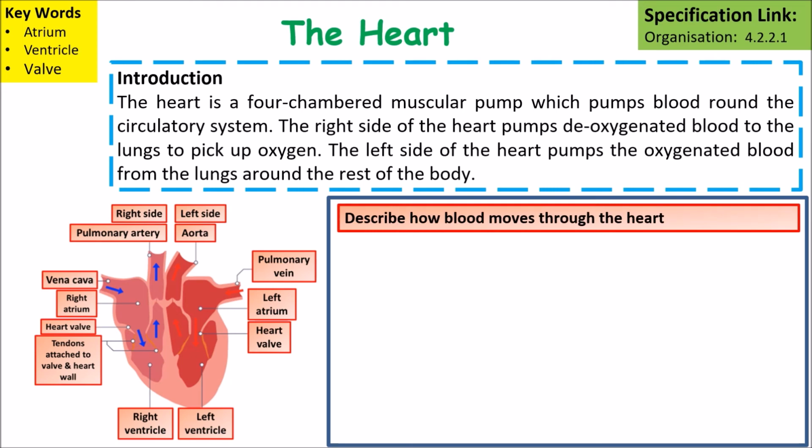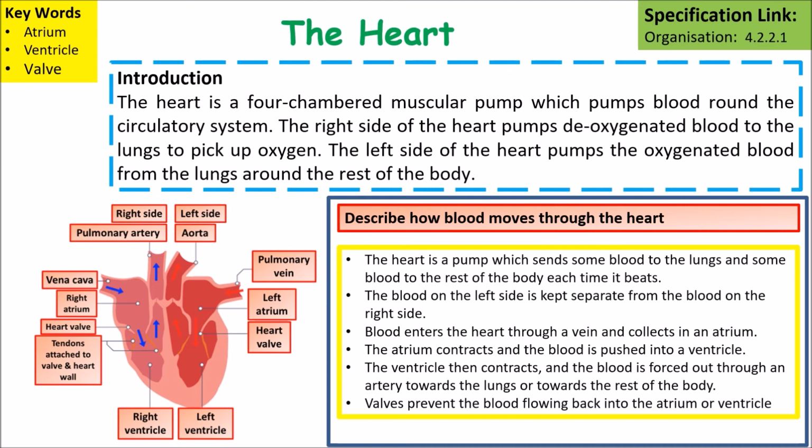So, if we are looking at describing how the blood moves through the heart, key things to talk about, like we've just looked at, is that the heart is a pump which is sending the blood to the lungs and to the body each time it beats. The blood on the left hand side is kept separate from the right hand side.